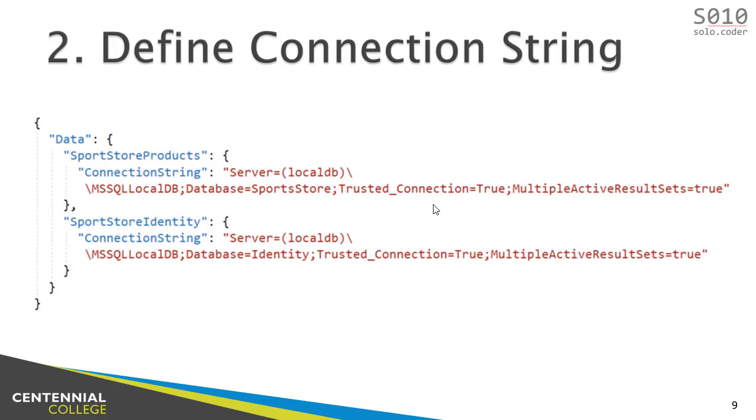What we have added here is a second entry to store the database. You see, it's the same string with the exception of the database. Here we have sports store, and here we have identity. So that's a new database, and we have a second connection here.